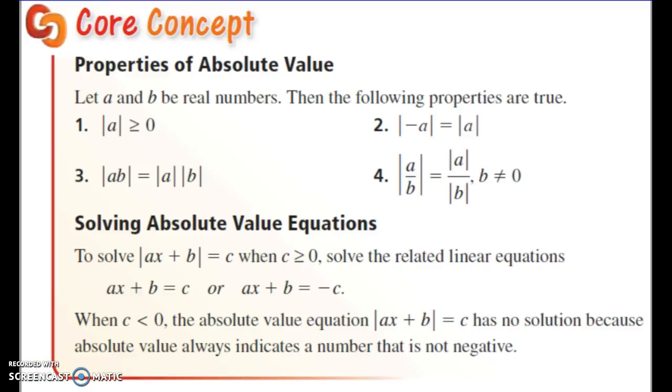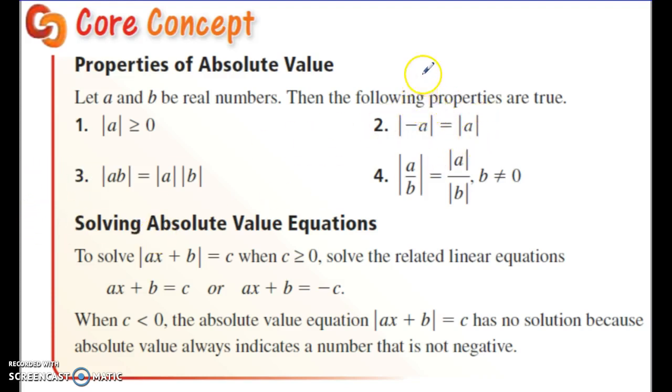Okay. So here's one of our first core concepts, the properties of absolute value. We're going to say that A and B are real numbers, just meaning that they're numbers that we recognize and can deal with. I know that the absolute value of A is greater than or equal to 0. The second property that I know is that the absolute value of negative A is equal to the absolute value of A.